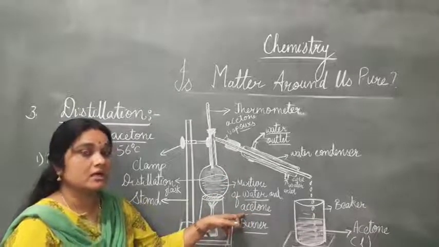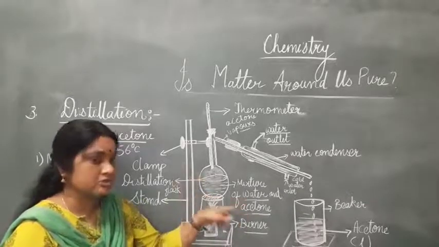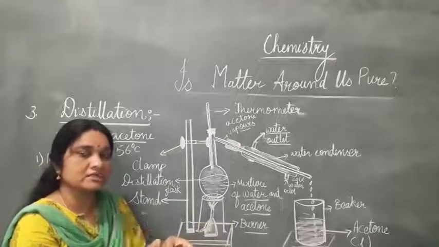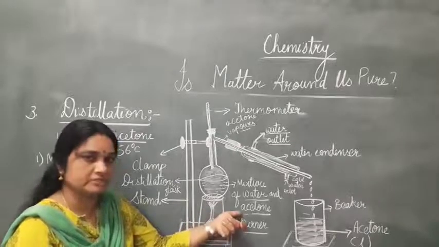Where is it used? Mainly, you can see it in nail polish. It is the solvent used in nail polish. As you apply it, you can see it will vaporize out due to the body temperature.